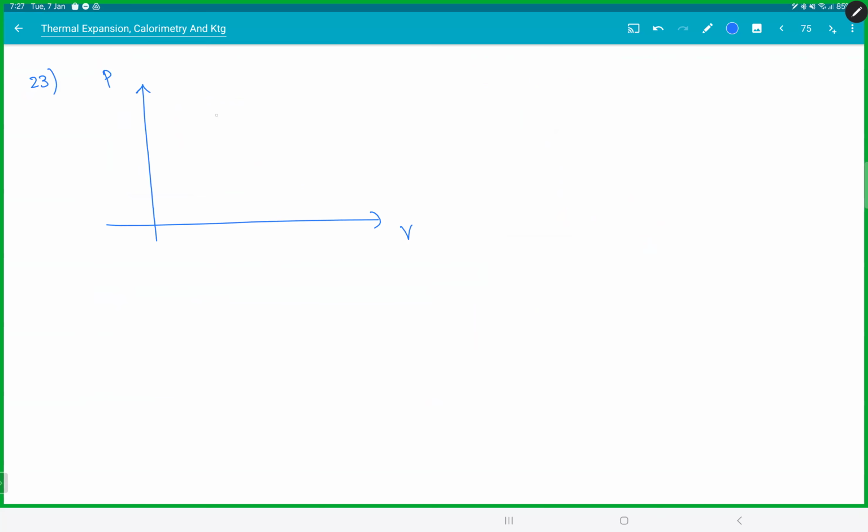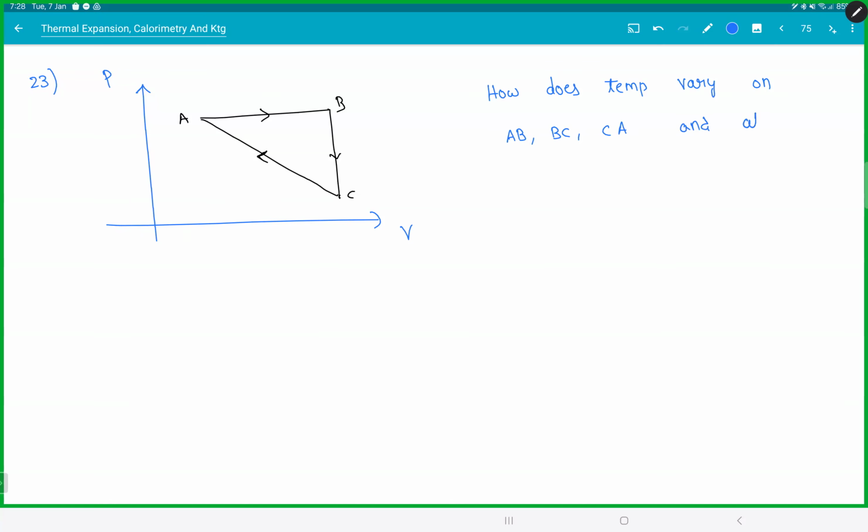We have a PV graph. This is A, B, C. The question is, how does temperature vary on AB? So when you go from A to B, how does the temperature vary? Options: it'll increase, it'll decrease, it'll increase and then decrease, it'll decrease and then increase, or it'll remain constant. Same for BC and CA, and at which point the temperature is maximum.